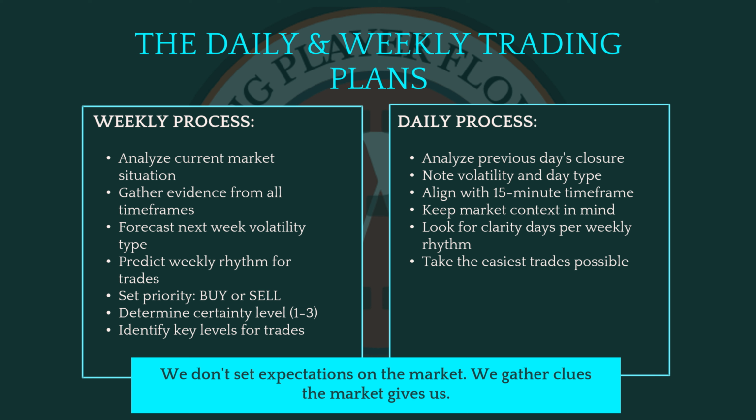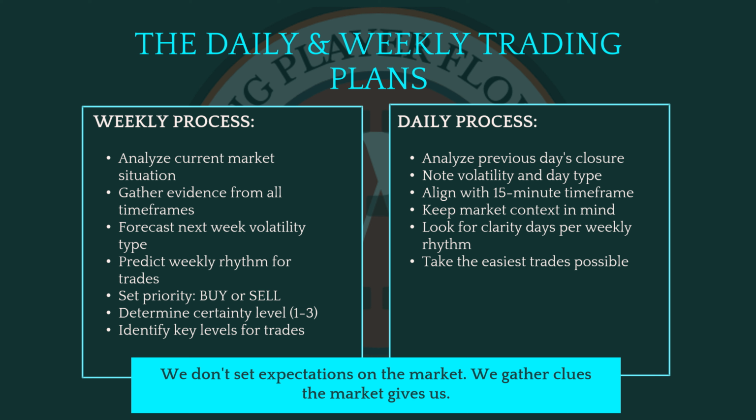I'll show you all the types of the volatility possible in one of the next lessons. We predict the rhythm of the week. By the rhythm, I mean certain days when we can take a trade throughout the week. For now, you won't believe it, but it's possible. We set the priority for the week, buy or sell. We set the certainty level for the week.